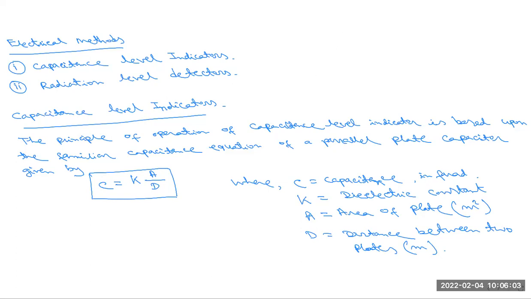Okay, so this is very important for the capacitance level indicators method. What is the principle of this method? The principle of operation of the capacitance level indicator is based upon the familiar capacitance equation for the parallel plate capacitor, given as C equals K times A by D, where C is the capacitance in farad, K is the dielectric constant, A is the area of the plate in meter square, and D is the distance between the two plates in meters.